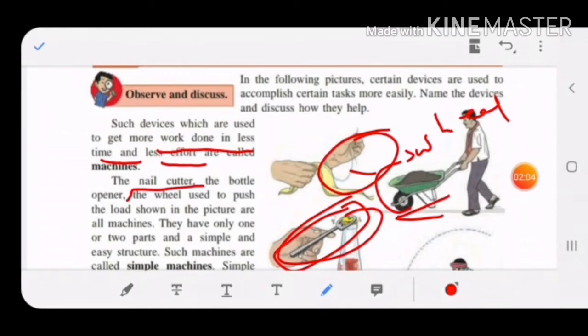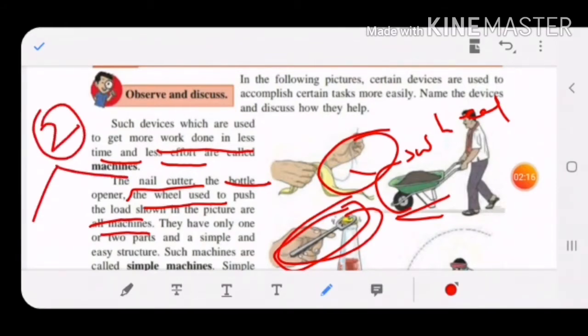The nail cutter, the bottle opener, the wheel used to push the load shown in the picture, these are all machines, children. But which type of machines are they? Machines are of two types. One is simple machine and the other one is the complex machine.